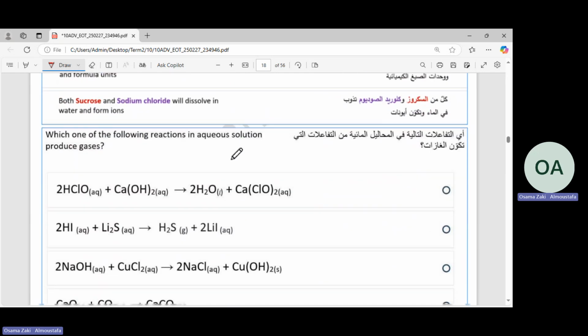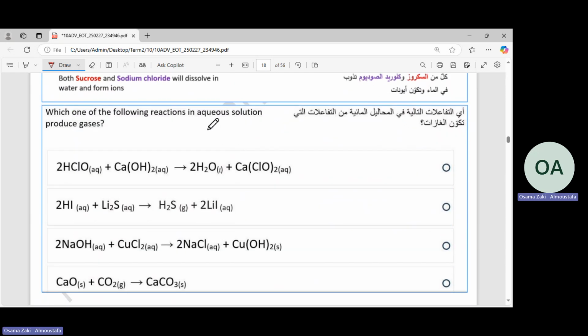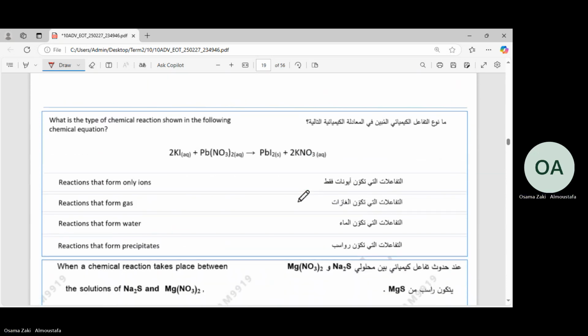Which one of the following reactions in an aqueous solution produces gas? Gas, this is the gas in the product. What's the type of the chemical reaction showing below? So we have compounds, so this is a double replacement reaction. But you see here, what do we have here? We have solid. Solid means precipitate. So it forms a precipitate, because we have solid. For this, we have to find H2O, which is liquid, in the products. This, we should have gas in the product.